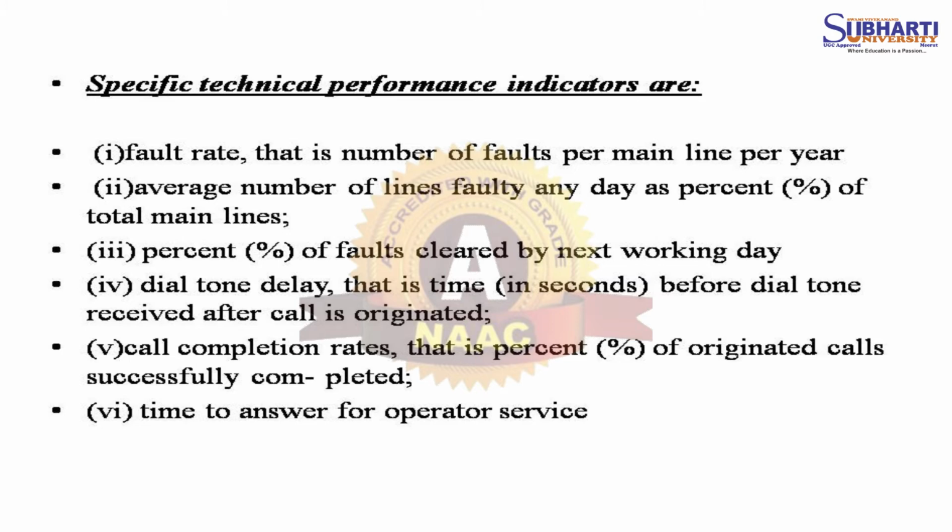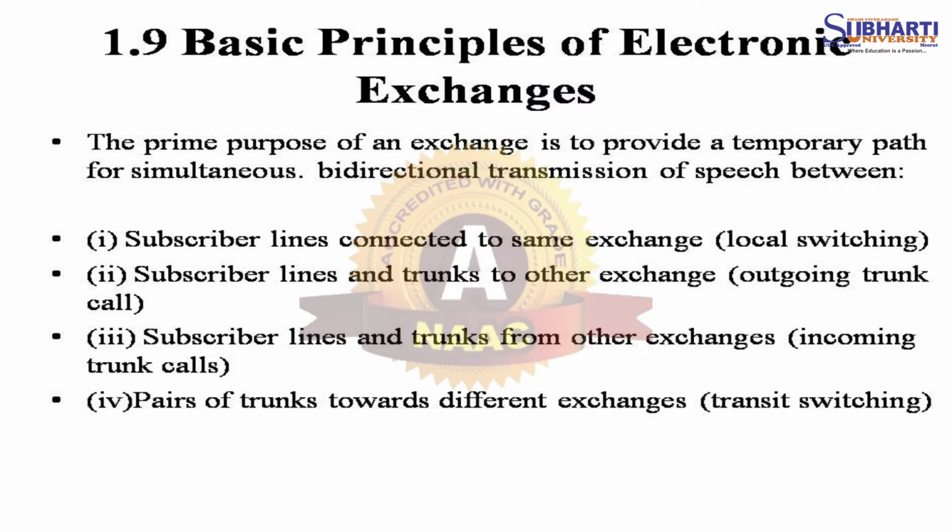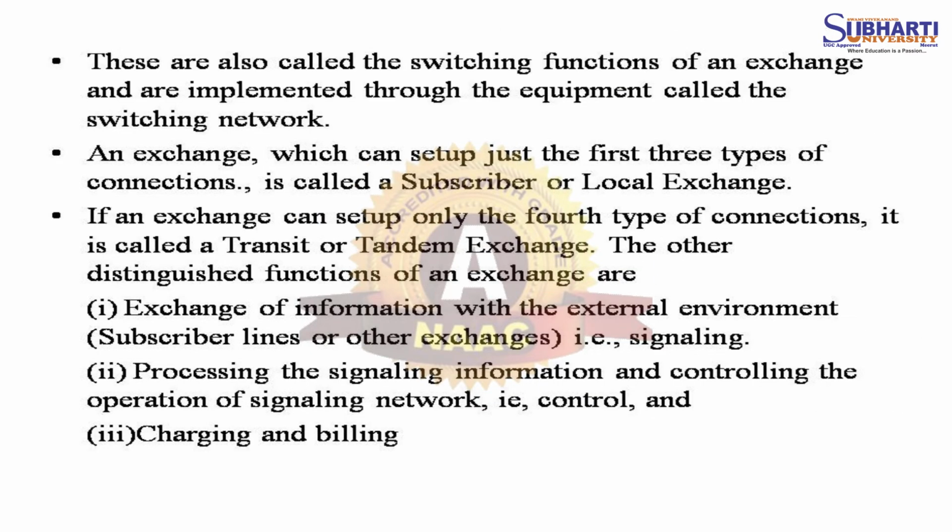The basic principle of electronic exchange. The prime purpose of an exchange is to provide a temporary path for simultaneous bidirectional transmission of speech between subscriber lines connected to the same exchange, subscriber line and trunk to other exchange, subscriber line and trunks from other exchanges, and pair of trunks towards different exchanges. These are also called the switching functions of an exchange and are implemented through the equipment called the switching network. An exchange which can set up just the first three types of connection is called a subscriber or local exchange. If an exchange can set up only the fourth type of connection, it is called a transit or tandem exchange.